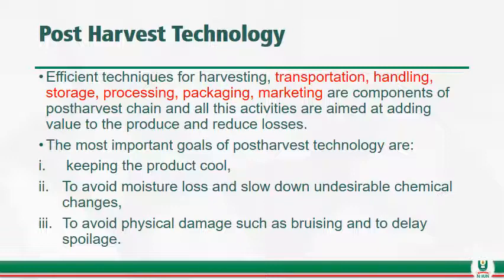And you want them to slow down undesirable chemical changes. You don't want your vegetables to lose their bright green color. And also, the third point is to avoid physical damage such as bruising, to delay spoilage. So, these are the goals of post-harvest technology.